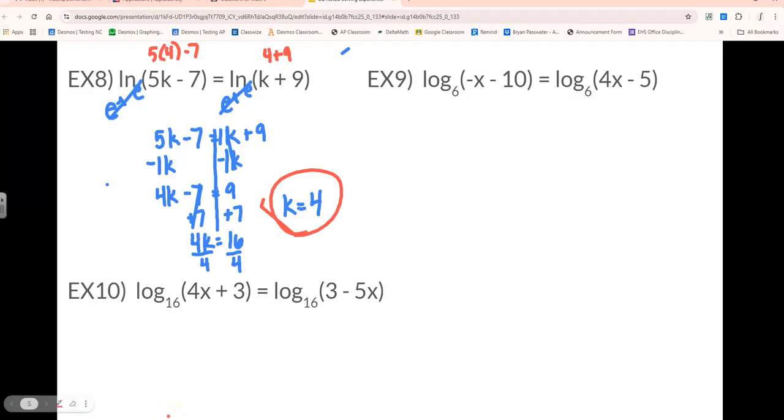So whenever you see one like number 9, you've got logs with the same base. So as long as the bases are the same, what you're doing here is you're doing 6 to the power, which just drops those logs. So you got negative x minus 10 equals 4x minus 5. Sophia, what would we do to solve that one?